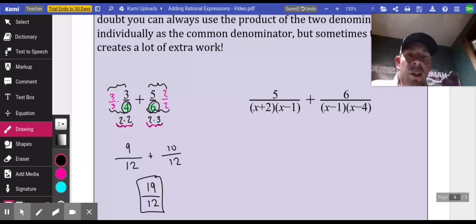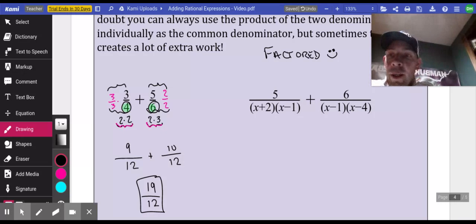All right. So the good news is on this next example, at least the denominators are factored. They're already factored. That's worth drawing a smiley face for, isn't it? Let's be thankful for denominators that are already factored for us. That's very, very kind. All right, so here's what I got cooking.